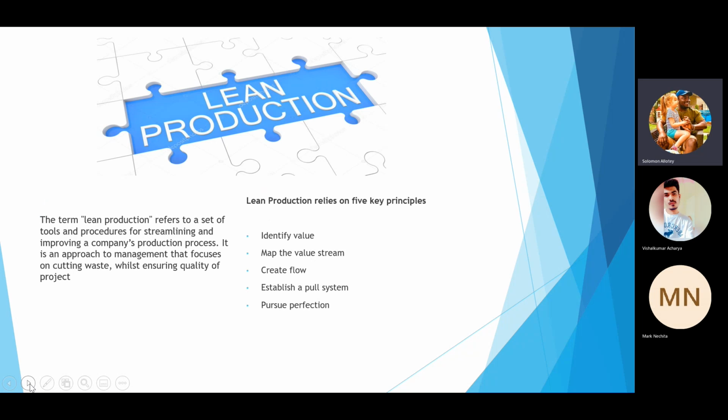So what is lean production? The term lean production refers to a set of tools and procedures for streamlining and improving a company's production process. It is an approach to management that focuses on cutting waste whilst ensuring quality of the project. And this basically relies on five key principles: identifying the value of the project, mapping the value stream, creating workflows, establishing a pull system, and the pursuit of perfection.